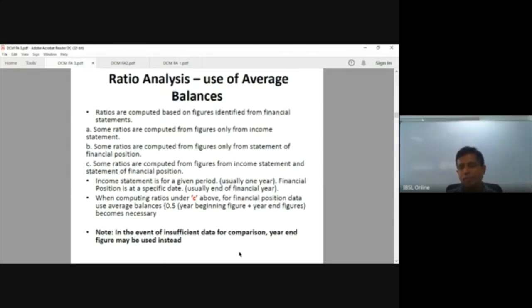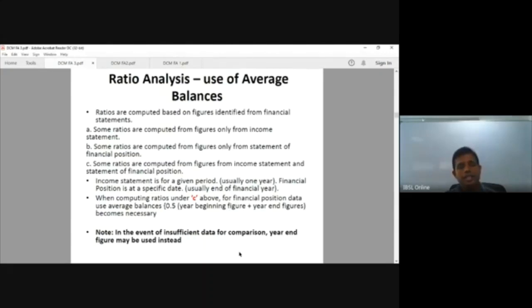Therefore, when you are calculating a ratio using one figure from the income statement and one from the statement of financial position, make sure that you take the average figure from the balance sheet or statement of financial position. How do you average? Take the beginning balance, take the end balance, take the total, and divide it by 2, or multiply by 0.5.